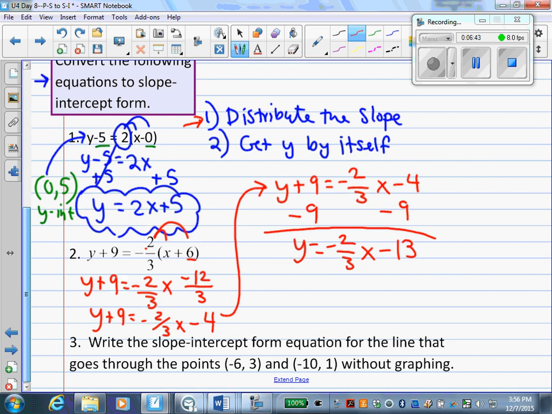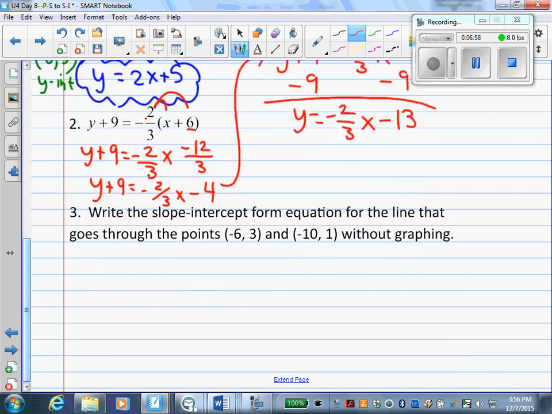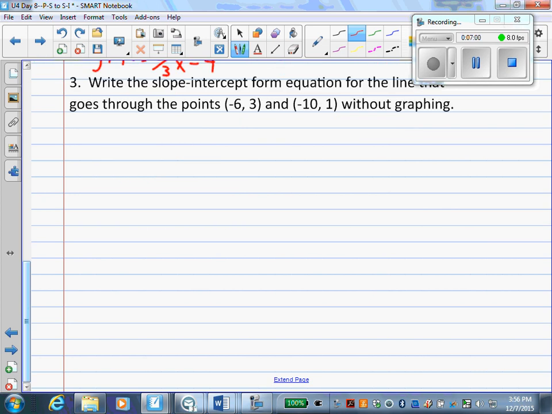So my slope is negative 2/3. My y-intercept is (0, negative 13), or sometimes we just say negative 13. All right, so there's 2 more examples of converting from point slope to slope-intercept. Now number 3 is going to be slightly different. So take a second and write the directions. Write this problem out. Oops, let me scoot it.